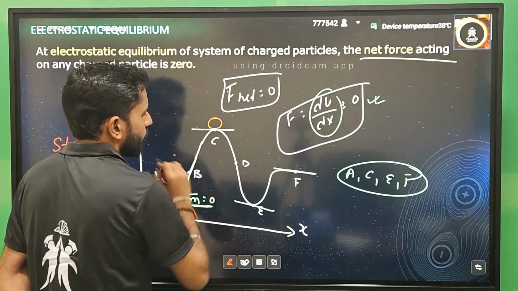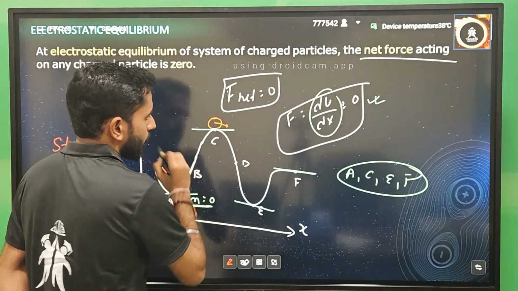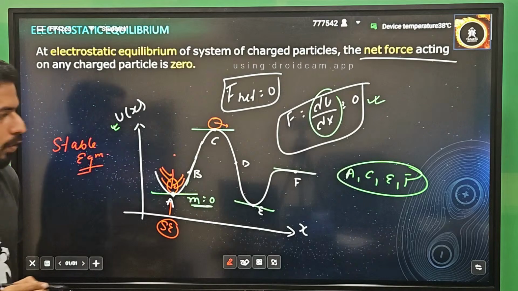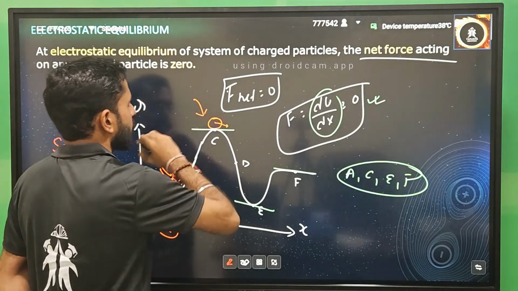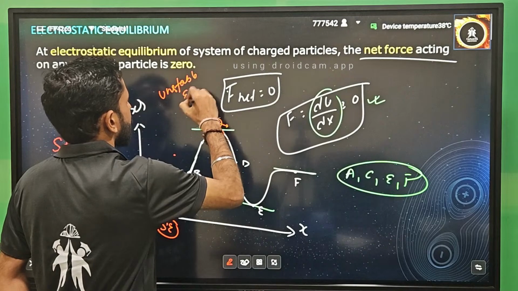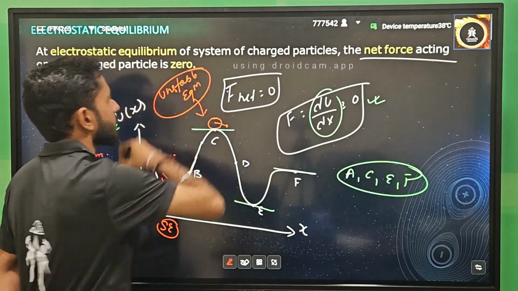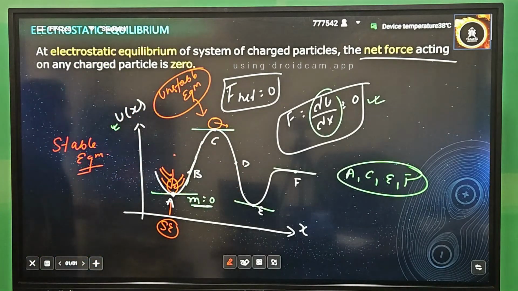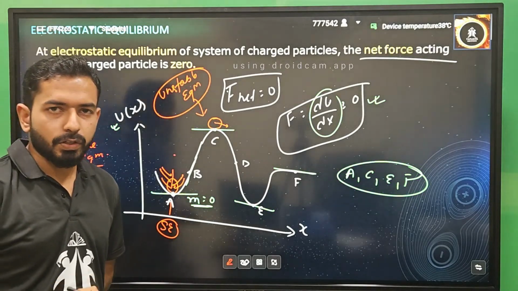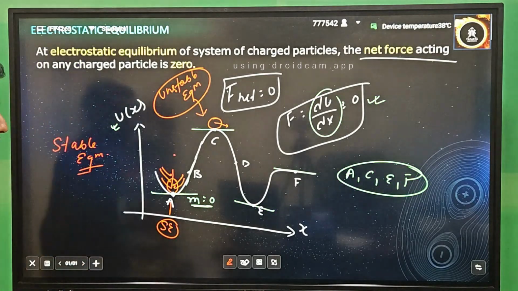Now check for this point. What will happen if this ball is displaced a little bit to the right? Does it ever come back to the original position? No. That means what kind of equilibrium points do we call these? We call it unstable equilibrium. We give this name to points in which the body will not come back to its original position: unstable equilibrium.